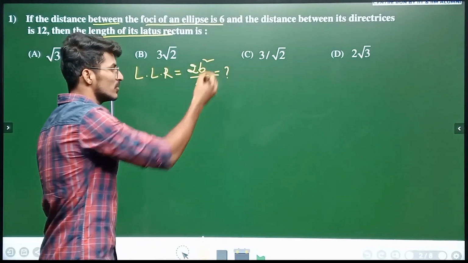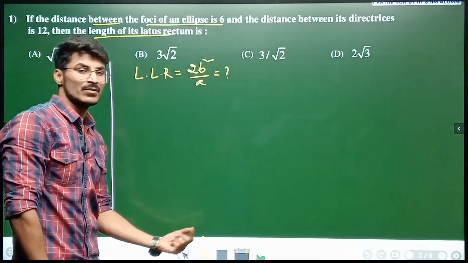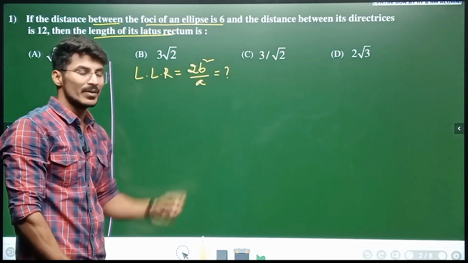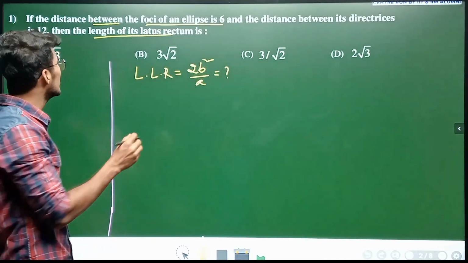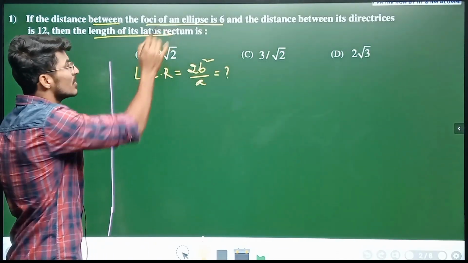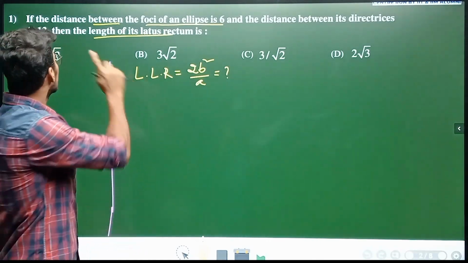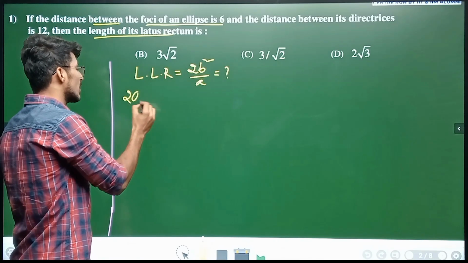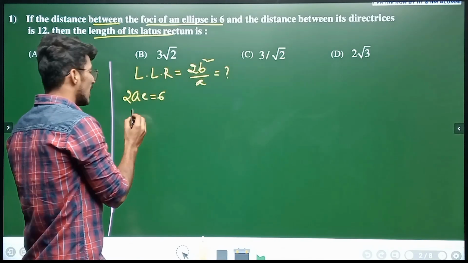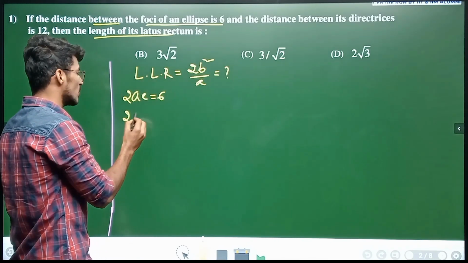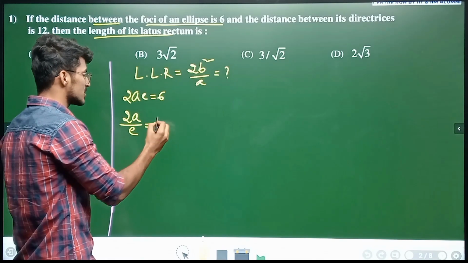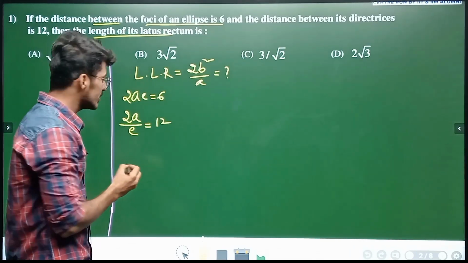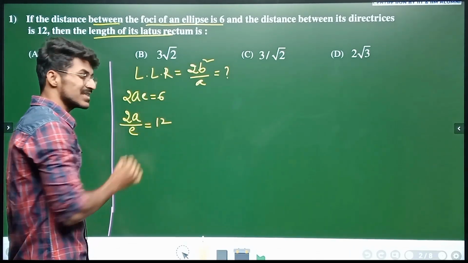In order to find this length of latus rectum, we must know the a value and b value. So for finding a and b, I'm going to use the parameters given in the question. Distance between foci of an ellipse is given as 6. And distance between directrices is 2a by e, which is given as 12. So this is the first equation, and this is the second equation.